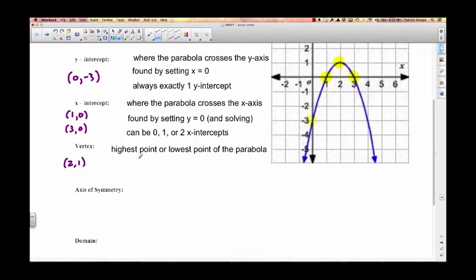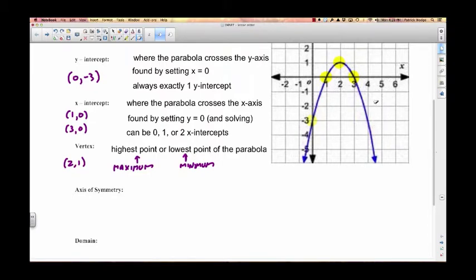There are different names for the highest point and lowest point. If it's the highest point, like this one, that is called the maximum. And that makes sense, right? That's the highest point, or the maximum point, of this parabola. If you had a parabola opening upwards like this, then the vertex is down there, and that is called a minimum. There's no point lower than that point, so it's the minimum value or minimum point.